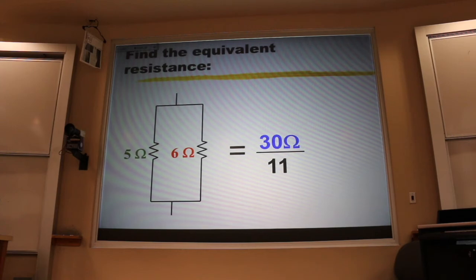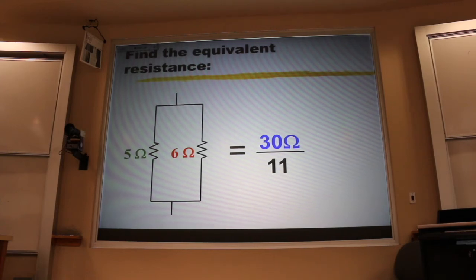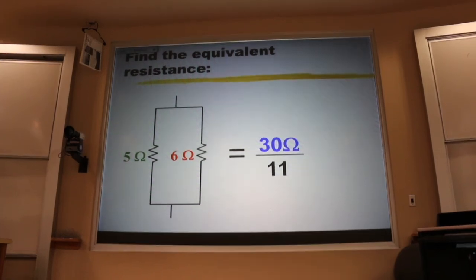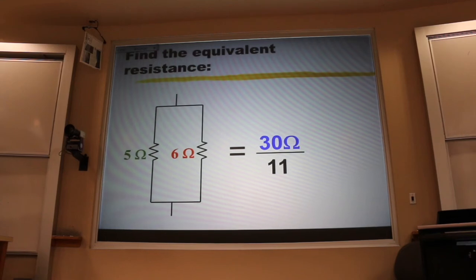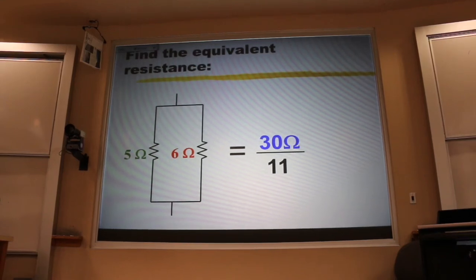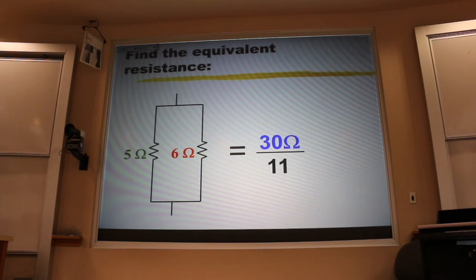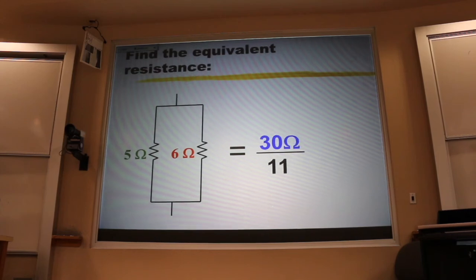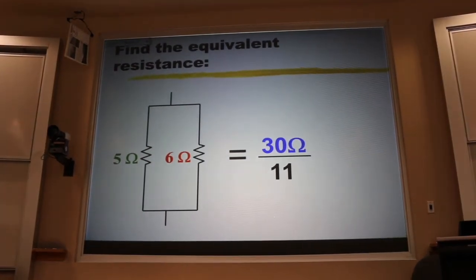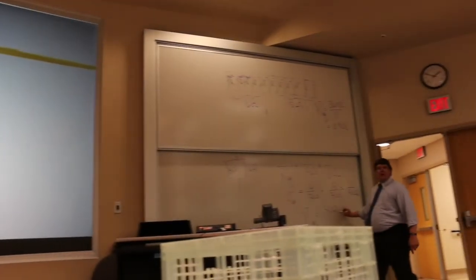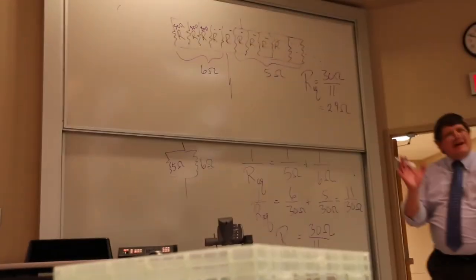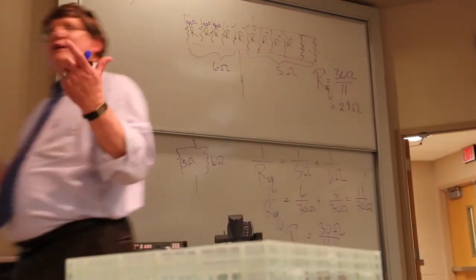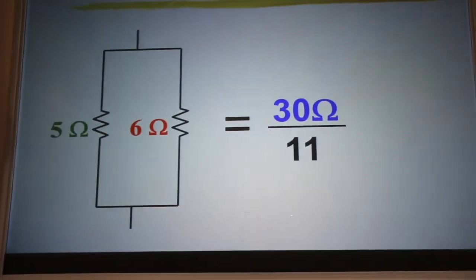So the lowest common denominator here is 30. So this is the same as 6 over 30. This is the same as 5 over 30. And when I add that, that's 11 over 30. But that's 1 over the equivalent resistance. That means the equivalent resistance is going to be 30 ohms, the resistance of one path, divided by the number of paths, 11. Isn't that beautiful? Suddenly you see where that silly equation comes from.